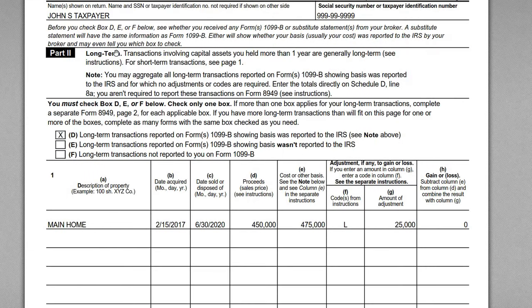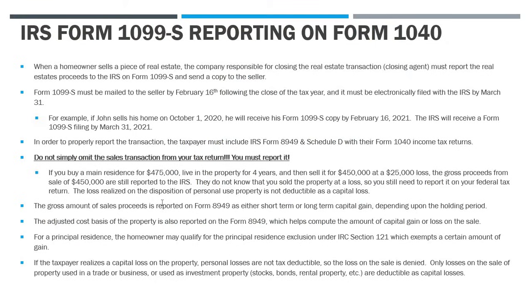Well, if we look at his 8949, this is a long-term transaction because John held the property. Actually, sorry, let me go back to the slide and cover the fact pattern again before we jump into it. So let's say John here buys a primary residence for $475,000. He lived in the property for 4 years and sold it for $450,000, incurred a $25,000 loss, right? So we have gross proceeds of $450,000 over $475K in cost basis. So we took a loss on it.